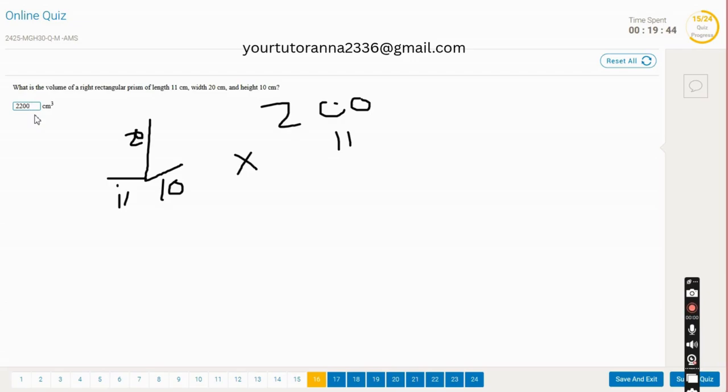So keep this in mind, even if they're telling you right triangle prism or anything, the volume will be calculated this way: 11 times 20 times 10 gives you 2200.